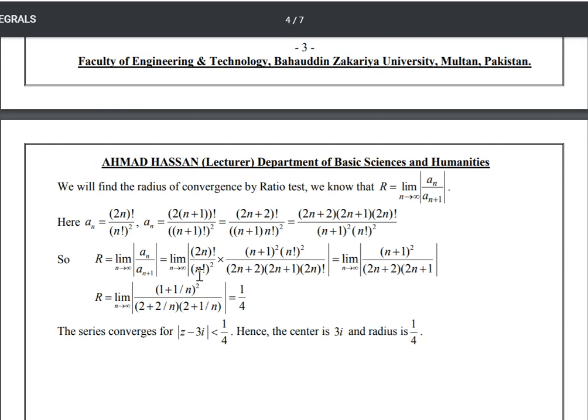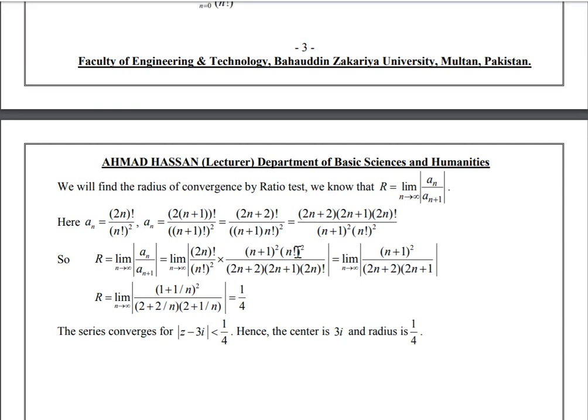(n+1) factorial and n factorial squared cancel, and (2n)! to n! cancel. We have left (n+1)² over (2n+2)(2n+1). This is simplified by dividing numerator and denominator by n². Here that means (1 + 1/n)², and dividing the first factor by n and the second factor also by n, we have (2 + 2/n)(2 + 1/n).